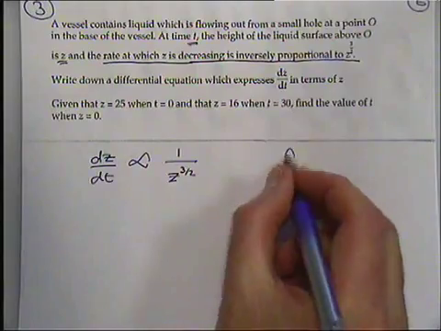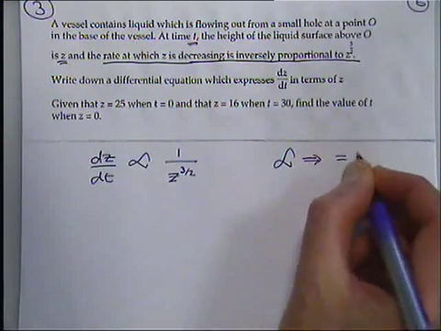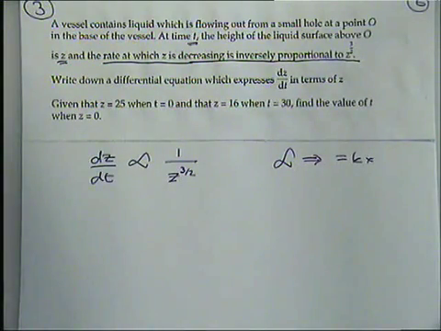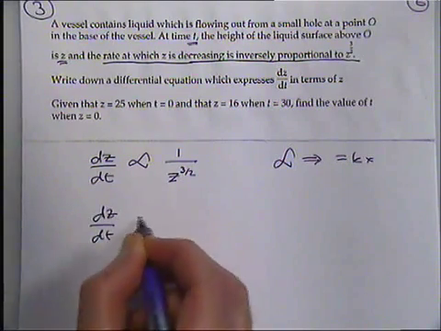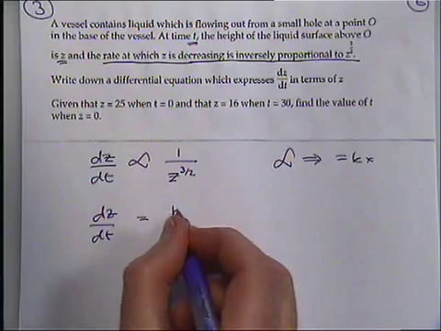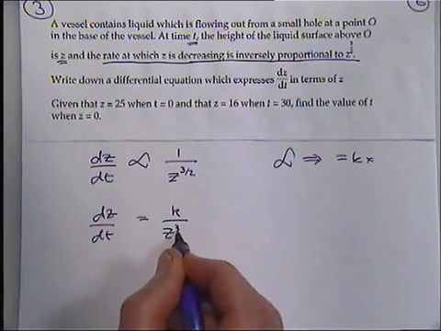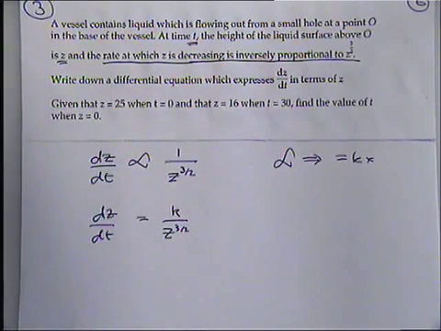Just like last time, I'll replace my proportional sign with an equals k times by. So I'm going to get dz dt equals, well, I can just put the k on the top and keep that z to the 3/2 down there.